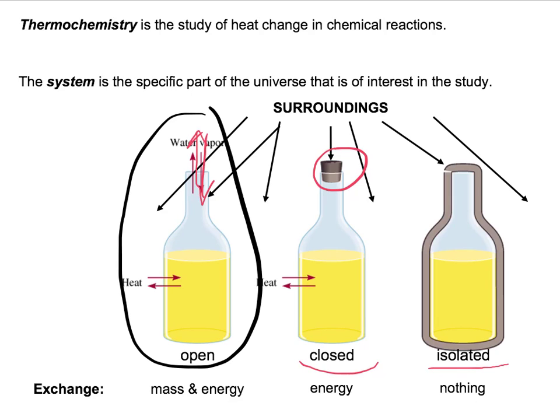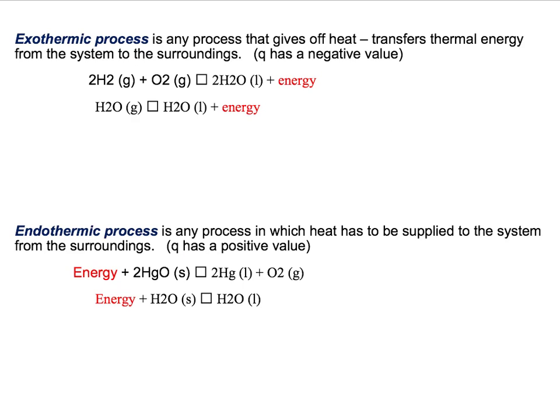The second term that you need to know is surroundings. So everything that is around the system is called the surroundings. So we have established that heat can either go into a system from the surroundings, or heat can go out of the system to the surroundings. We call the process that gives off heat exothermic. That is the transfer of thermal energy or heat from the system to the surroundings.